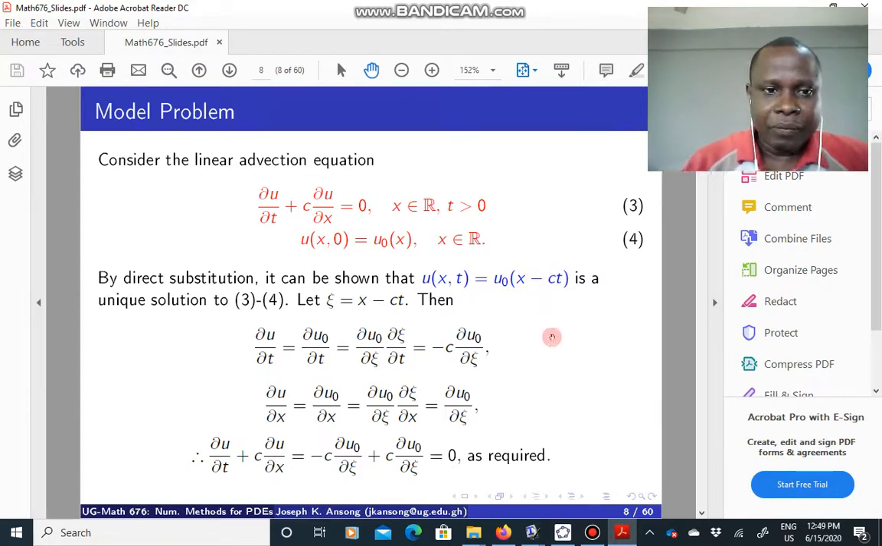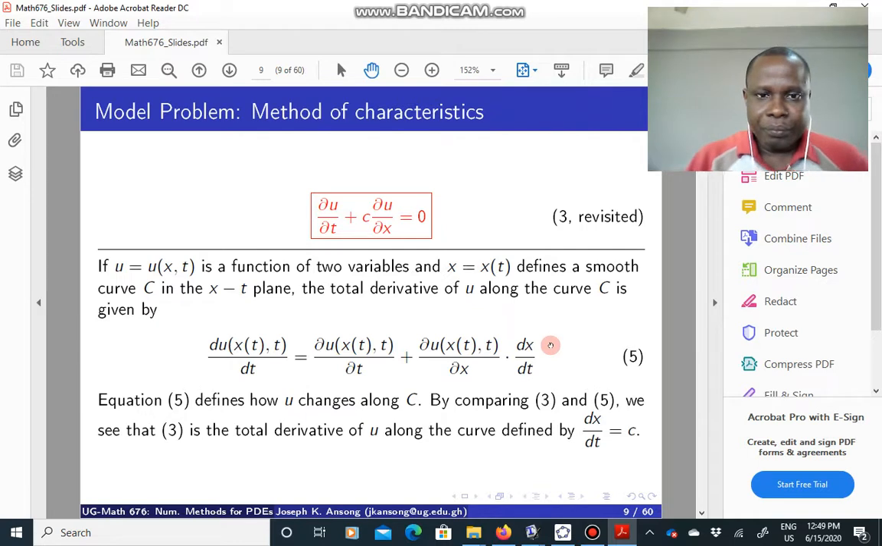Okay. Now, we want to actually prove this, or derive this, and show that the solution using the method of characteristics is this. That is what we do next. Okay.